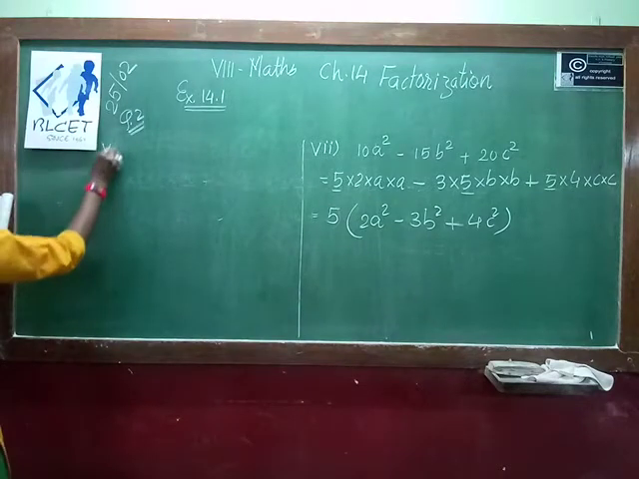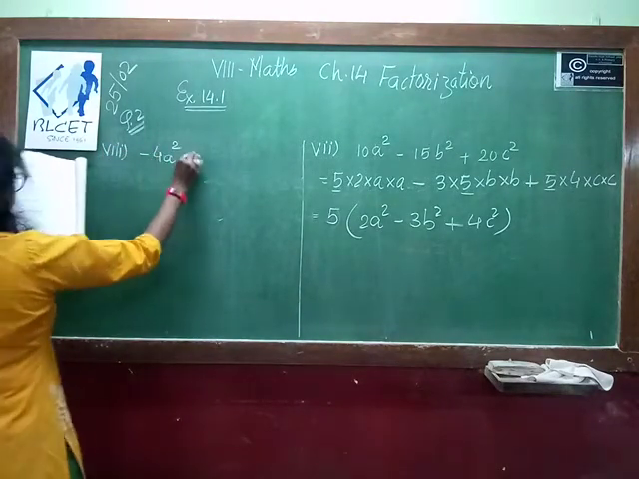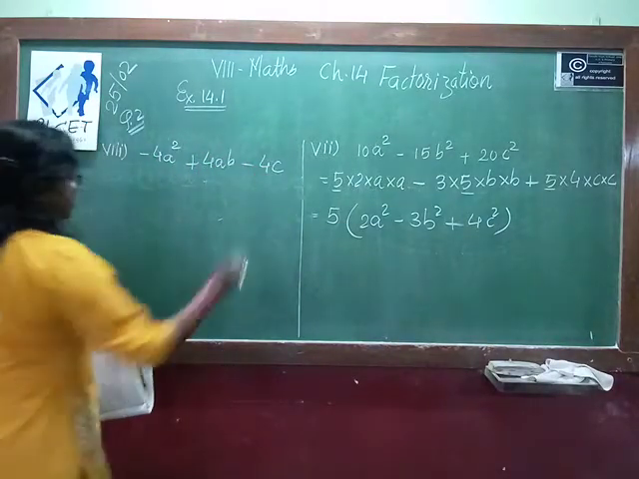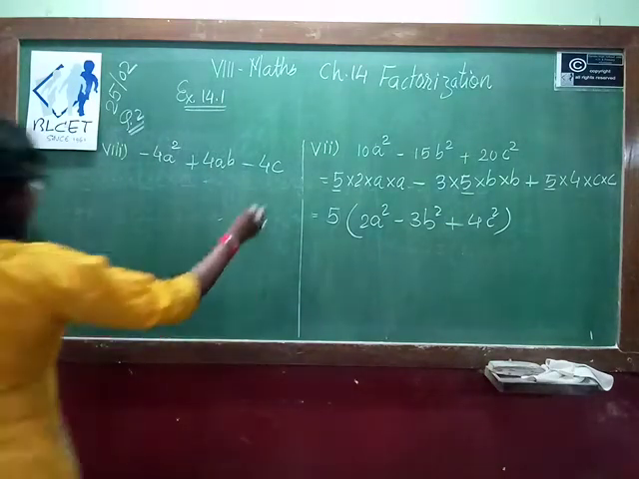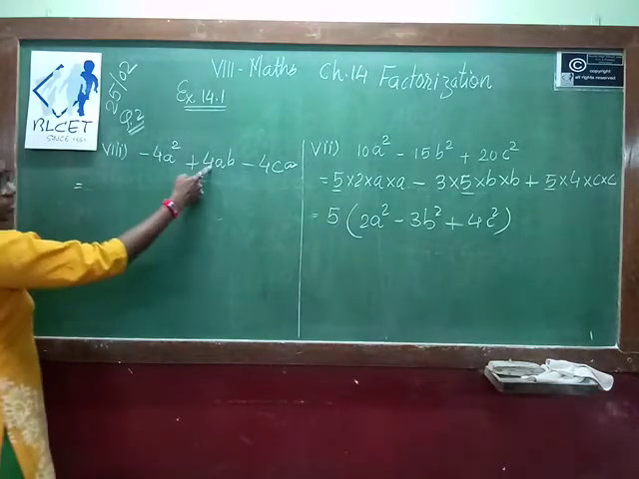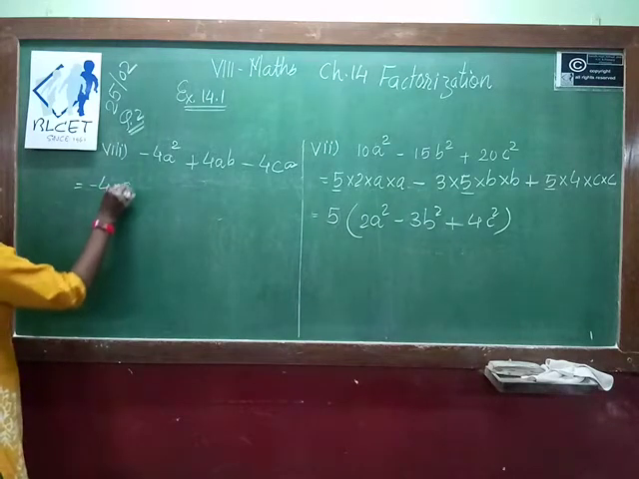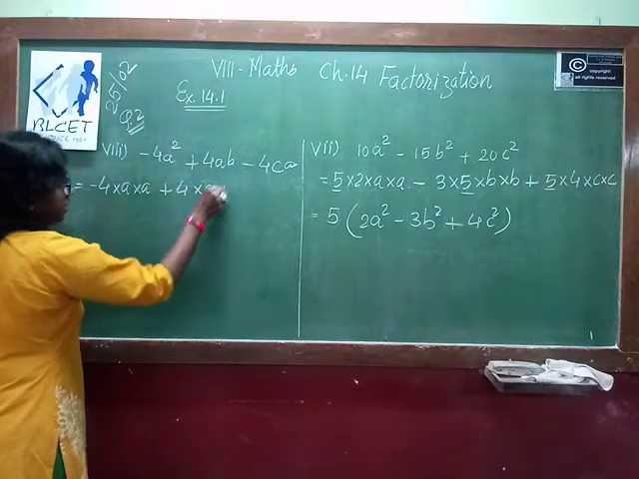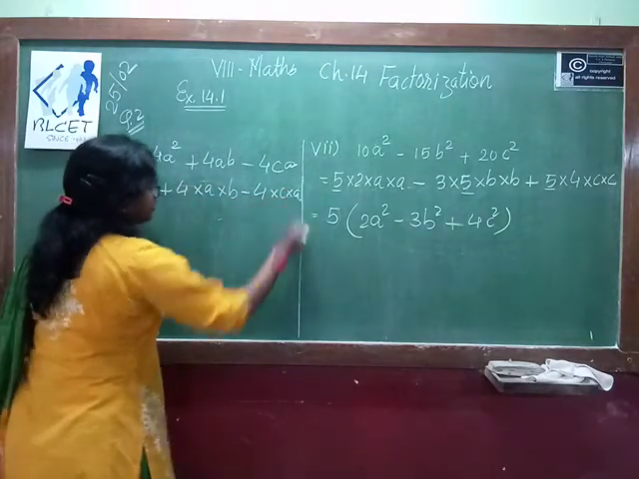Eighth one, minus 4a square plus 4ab minus 4ac. 4 is common in all, so we can keep it as it is. Minus 4 into a into a is the factors of the first term, 4 into a into b the second term, minus 4 into c into a the third term.